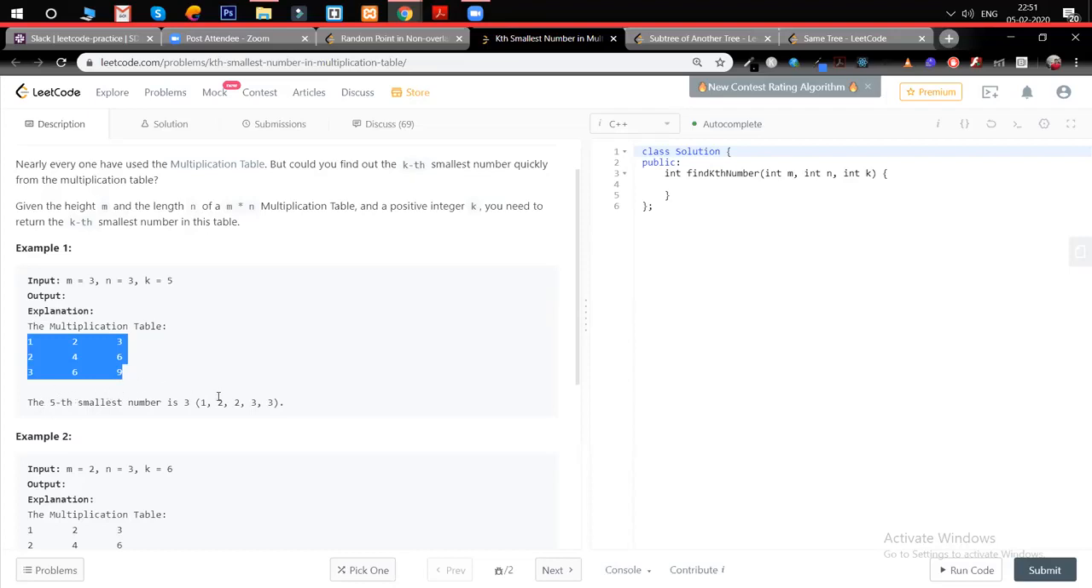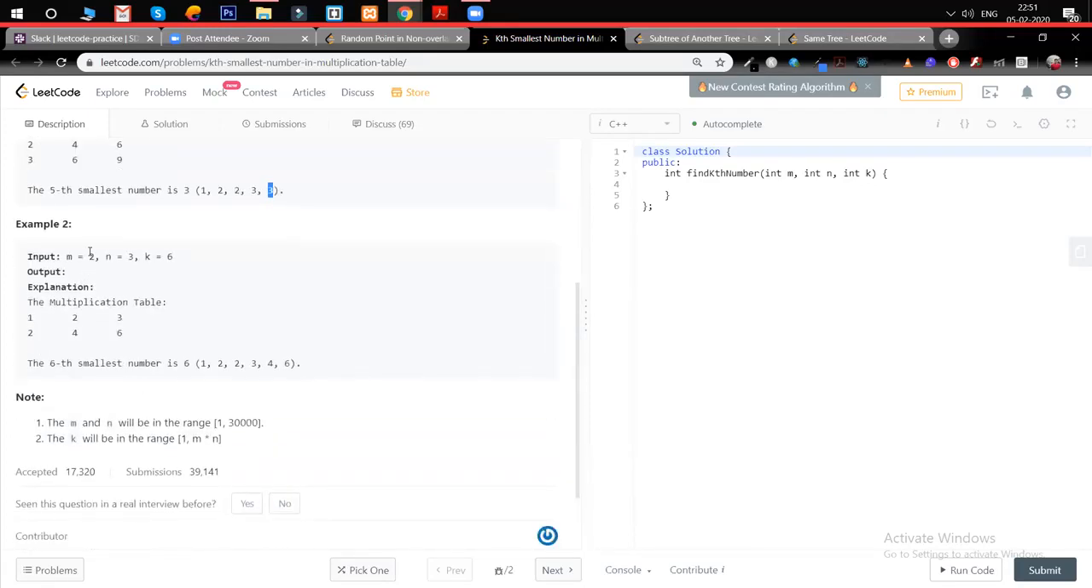Since the k value is 5, the fifth smallest number is 3, so we have to return 3. Let's go through the last example. We are given m equals 2, n equals 3, and k is 6. We go up to the second row, and we have three columns. The multiplication table for 1, then 2 and 3, and again we have to find the sixth smallest number. Over here the sixth smallest number will be 6, so we'll be returning 6.